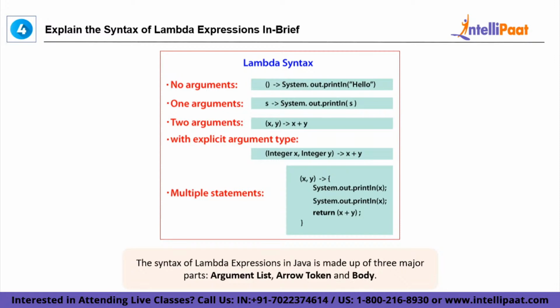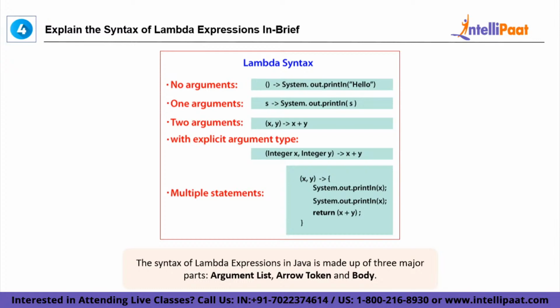The first one is argument list. In Java lambda expression syntax, the argument list is written inside the brackets. The argument list might be empty or contain a parameter or parameters. Here you can see that there are multiple argument types. No arguments, one argument, two arguments, with explicit argument type as well. So here you can see that all of them are mentioned inside the bracket.